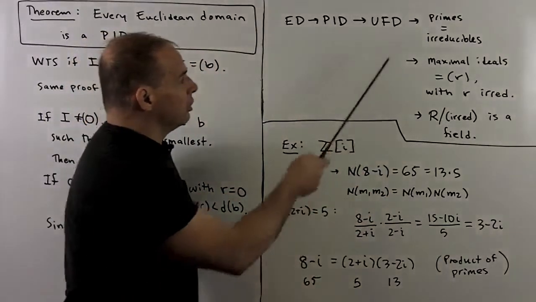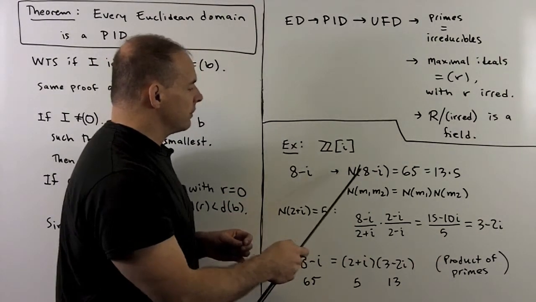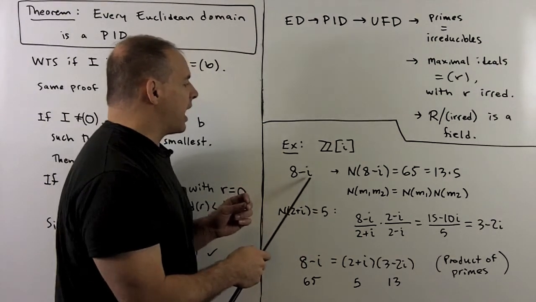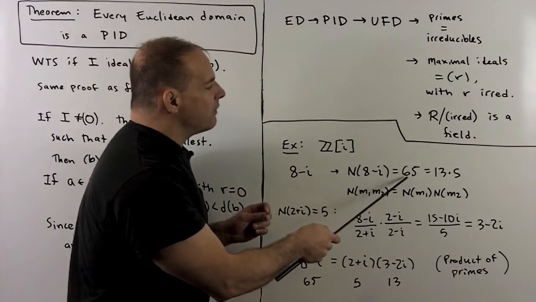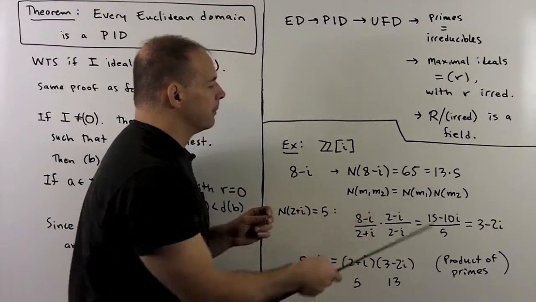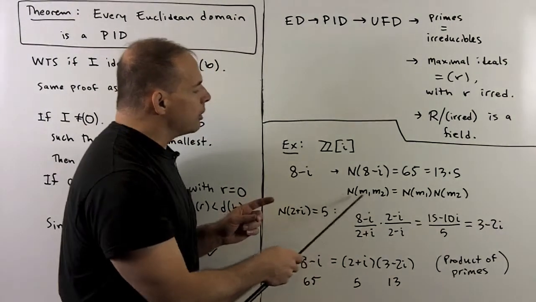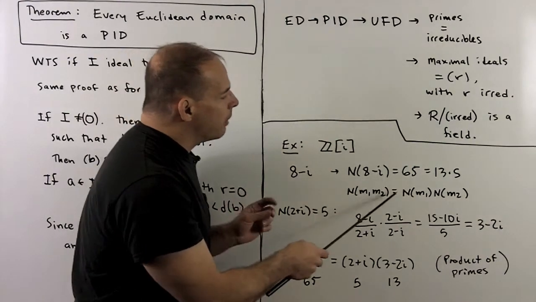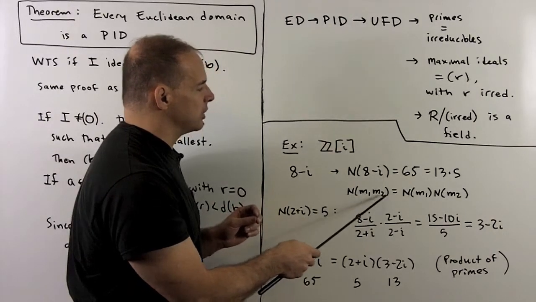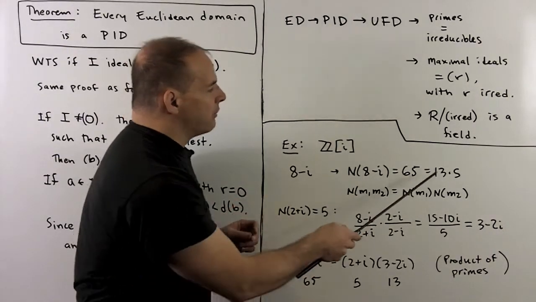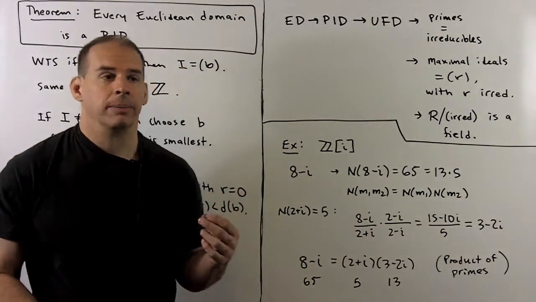Now, let's take a closer look at the UFD property. So if I'm in the Gaussian integers, for instance, let's take an element like 8 minus i. So if we take D of this, we're using capital N, that's going to give me 65, which factors as 13 times 5. Now recall, N preserves multiplication. So if I were able to factor 8 minus i, that would show up when we apply N. So we would have to be able to factor N of m1 times m2. Now, I have 13 times 5. They're primes, so I would have at most 2 factors here.